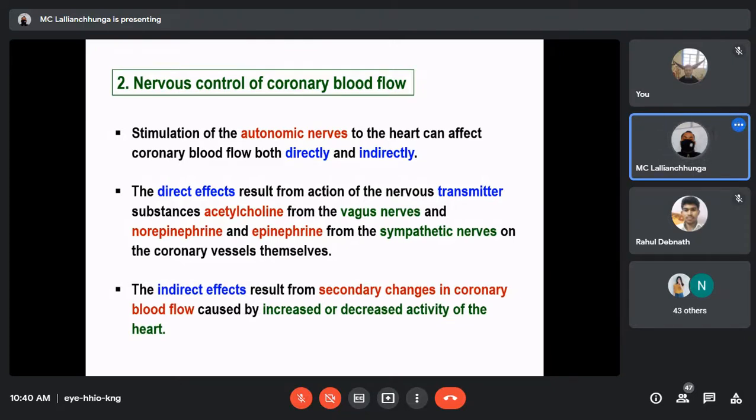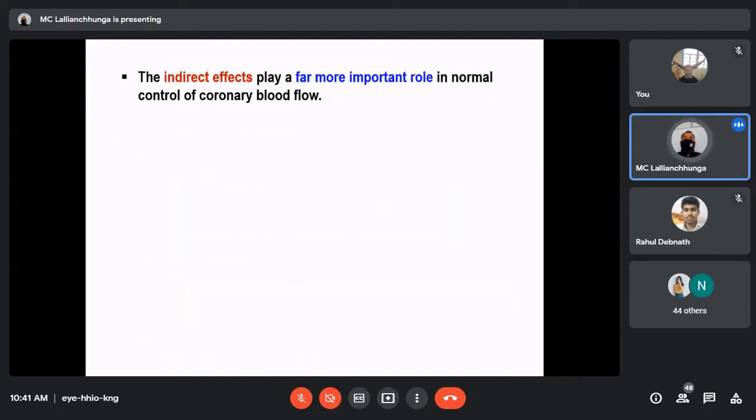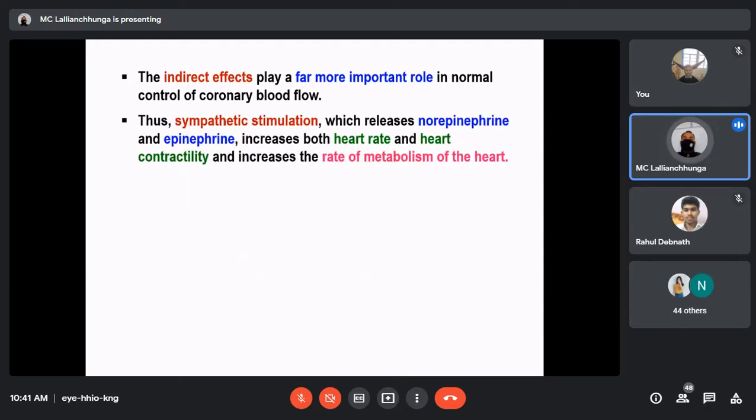The indirect effect results from secondary changes in coronary blood flow caused by increased or decreased activity of the heart. So the direct effect is caused by the release of the neurotransmitter by the vagus nerve or sympathetic nervous system, and the indirect effect changes the coronary blood flow caused by increased or decreased activity of the heart. The indirect effect plays a far more important role in normal control of the blood flow that we see. The sympathetic stimulation, which releases norepinephrine and epinephrine, increases both heart rate and heart contractility and increases the rate of metabolism of the heart. Now here it is clear.